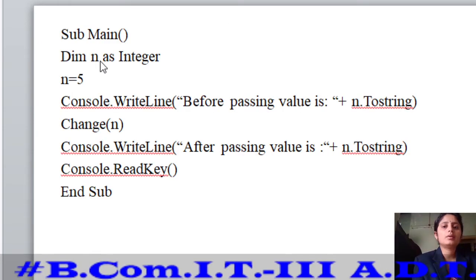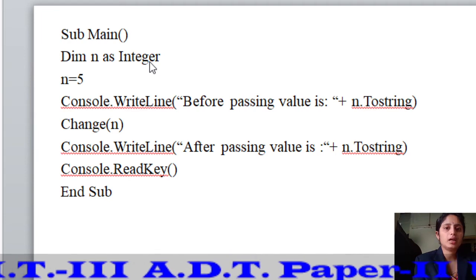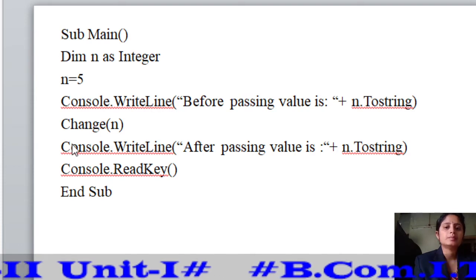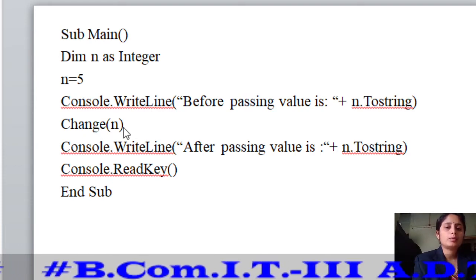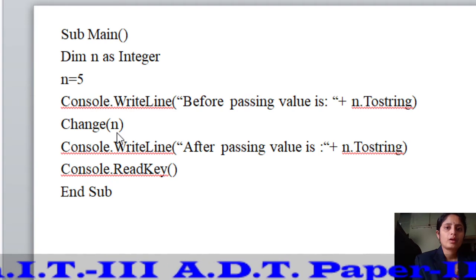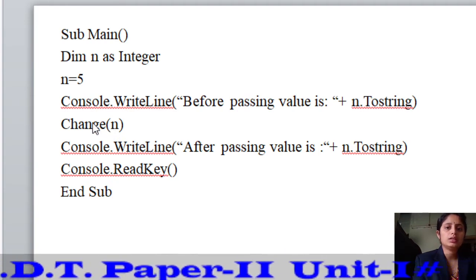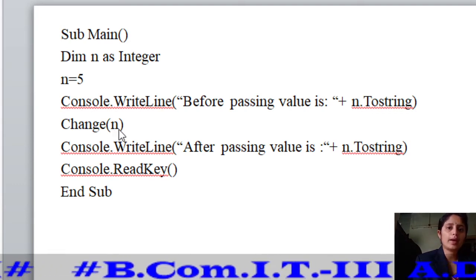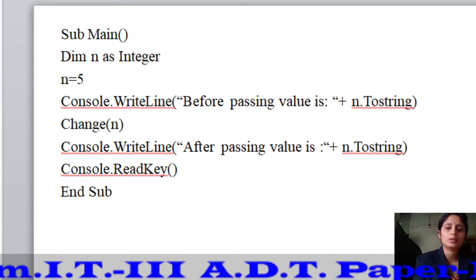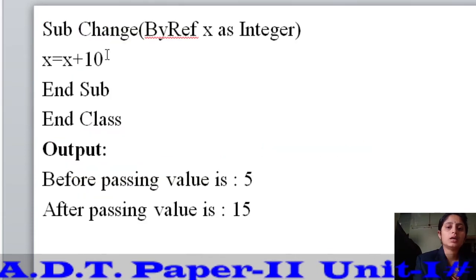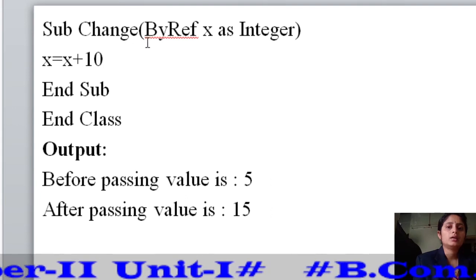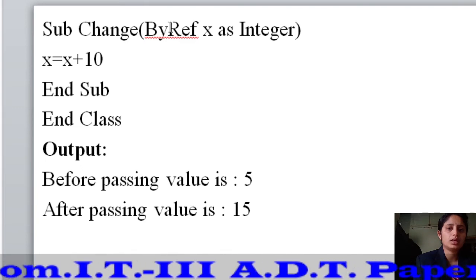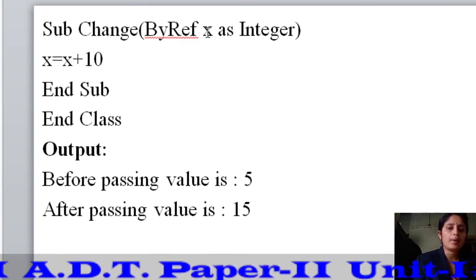In this example, n is a variable with data type Integer, and the value 5 is assigned to the variable n. This statement of the program is a calling procedure. In this call, the variable n is used, so it is an actual parameter. Let's see the definition of the procedure. In the procedure, a subroutine is used, and this is an example of call by reference. So ByRef is the keyword used here, and x is a formal parameter.